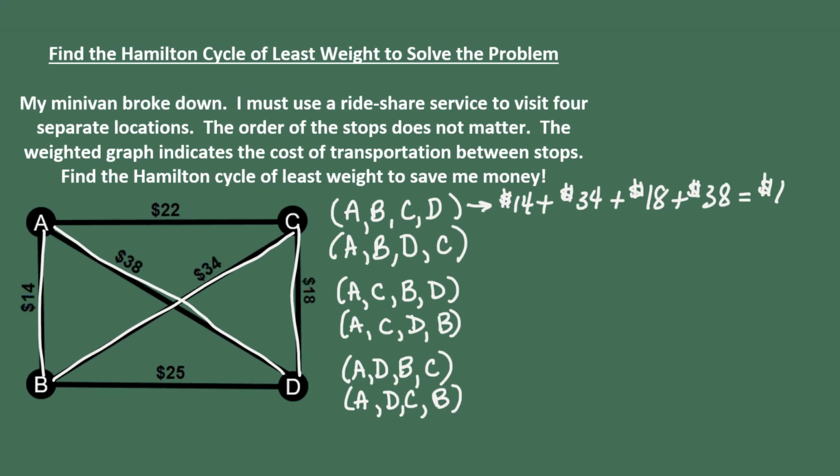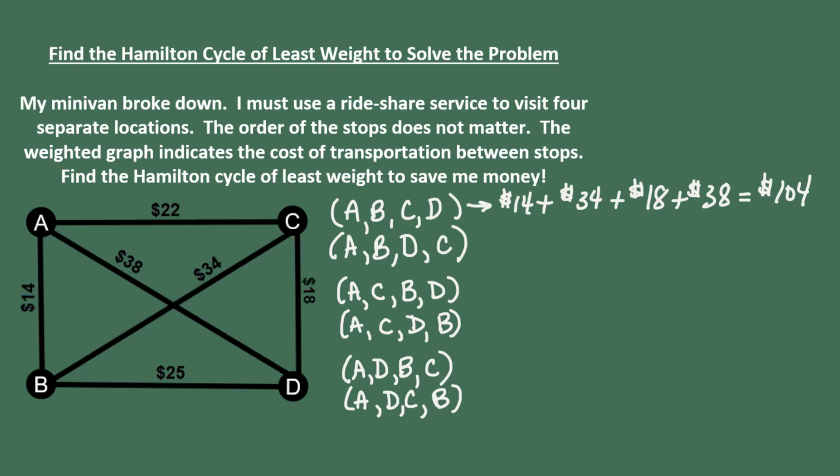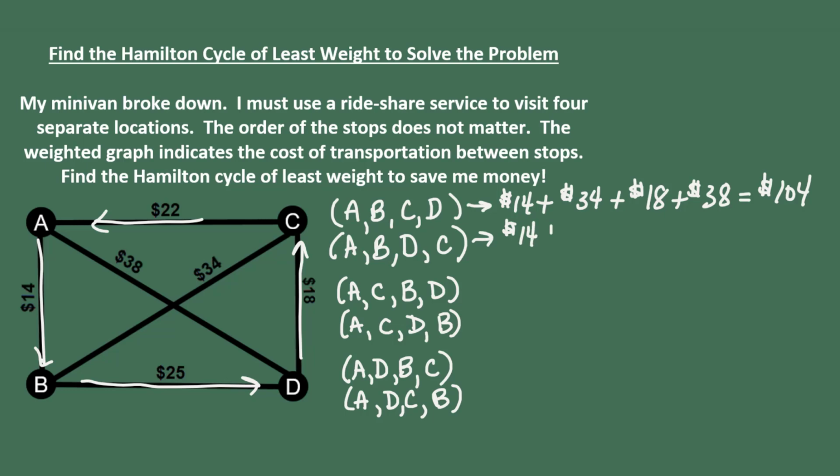So A, B, C, D is going to cost $14 plus $34 plus $18 plus $38 for a total of $104. Let's see how much the path from A to B to D to C and back to A would cost. So we're going to go from A to B and then to D and then to C and then back to A. This would be $14 plus $25 plus $18 plus $22 for a total of $79.